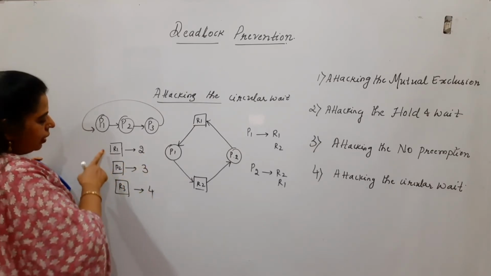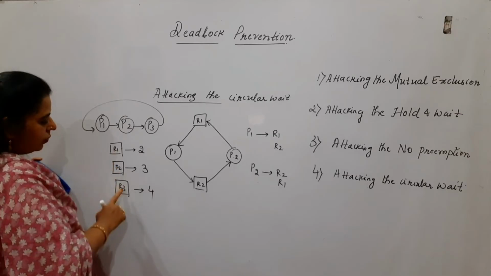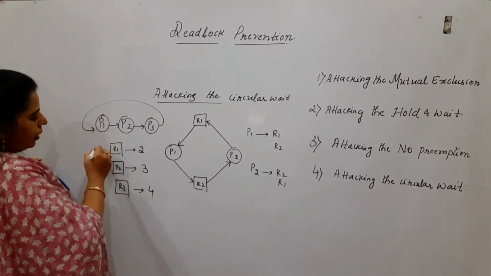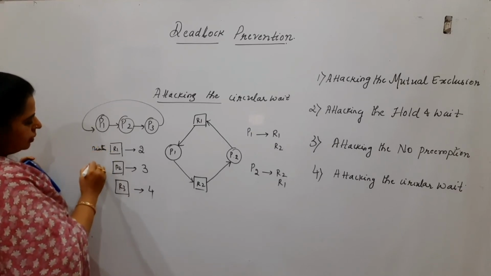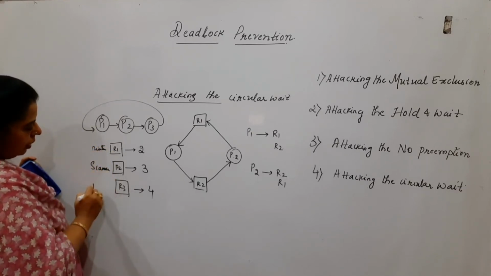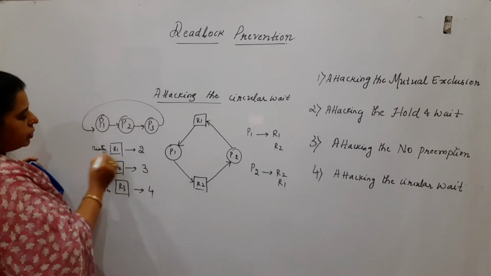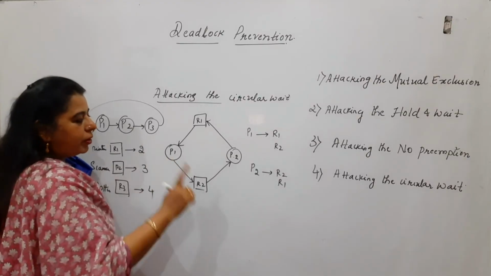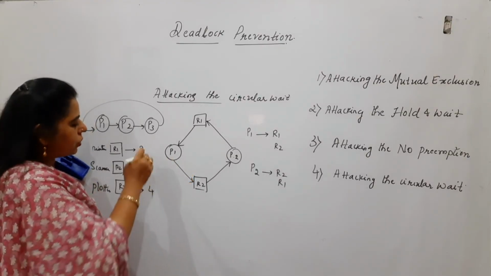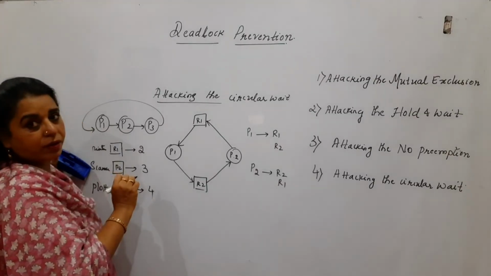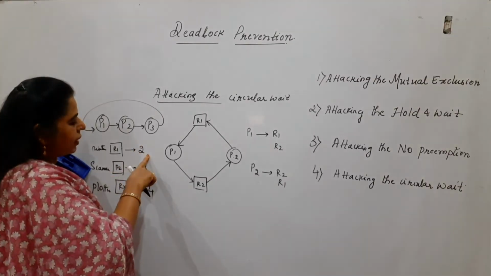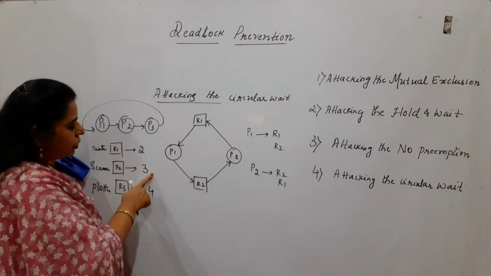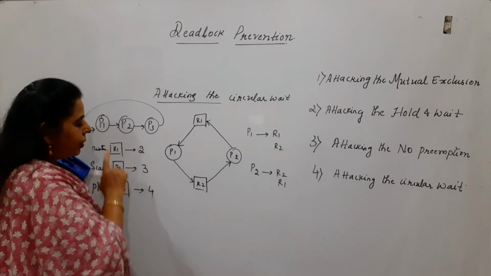Now let me assume that the system has three resources R1, R2, R3, and it has given a number to each. 2 is given to R1, 3 to R2; R1 can be a printer, R2 can be a scanner, R3 can be a plotter. For each of these resources a number is assigned. Now the system has to make a rule. If any process wants to request resources, it should always request in the ascending order of the numbering. The next request it makes should have a number higher than the previous request.